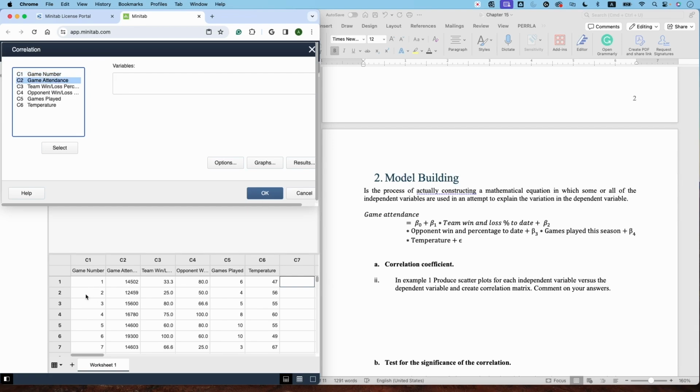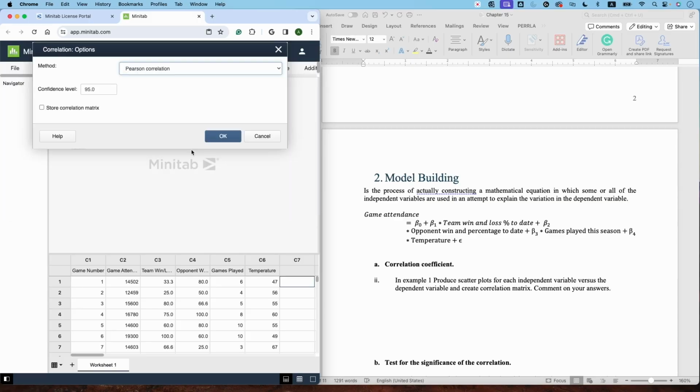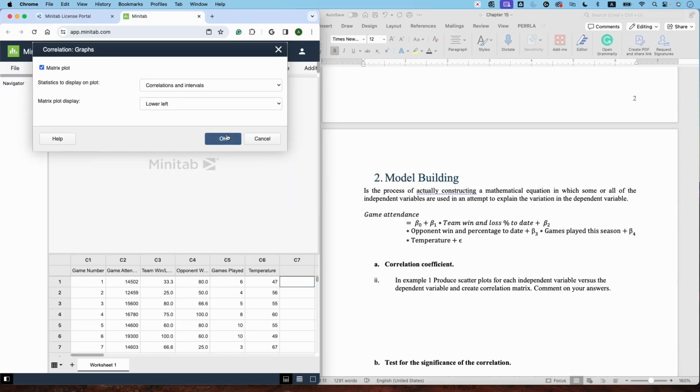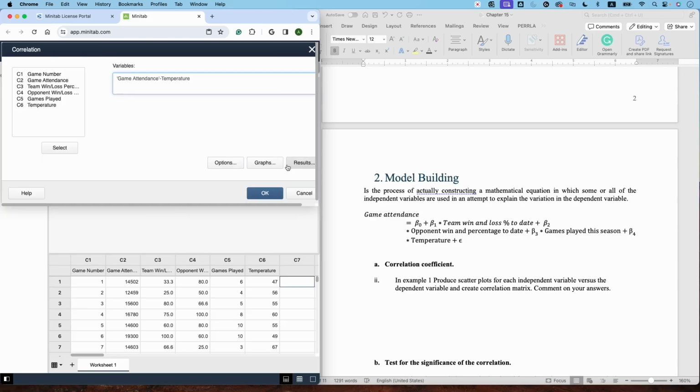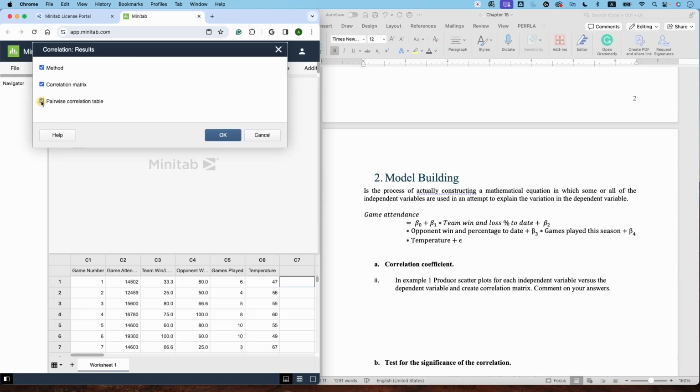We have game number. Game number, we have nothing. This is not a variable. This is just an ID, right? So these are the variables from C2 to C6. Select all of them, Options. Pearson correlation, fine. Graphs, correlations and intervals, fine. Let's get the pairwise correlation table.